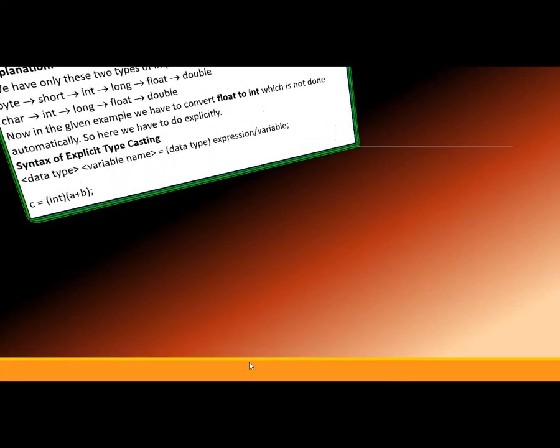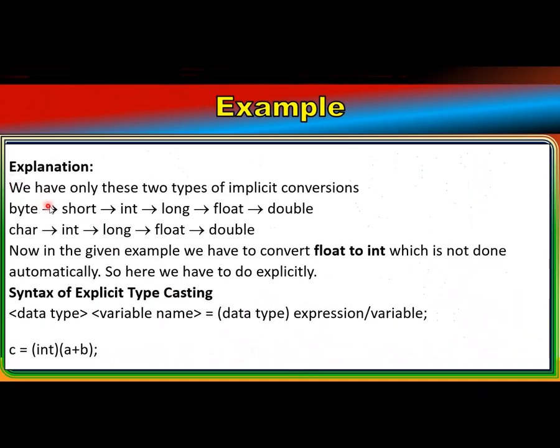Now look at the explanation here. We have only these two types of implicit conversion that are done by the compiler, that is byte, short, int, long, float, double, and another is char, int, long, float, double. But in our example, we are trying to convert float to int, which is not possible at all. So it can be done explicitly.